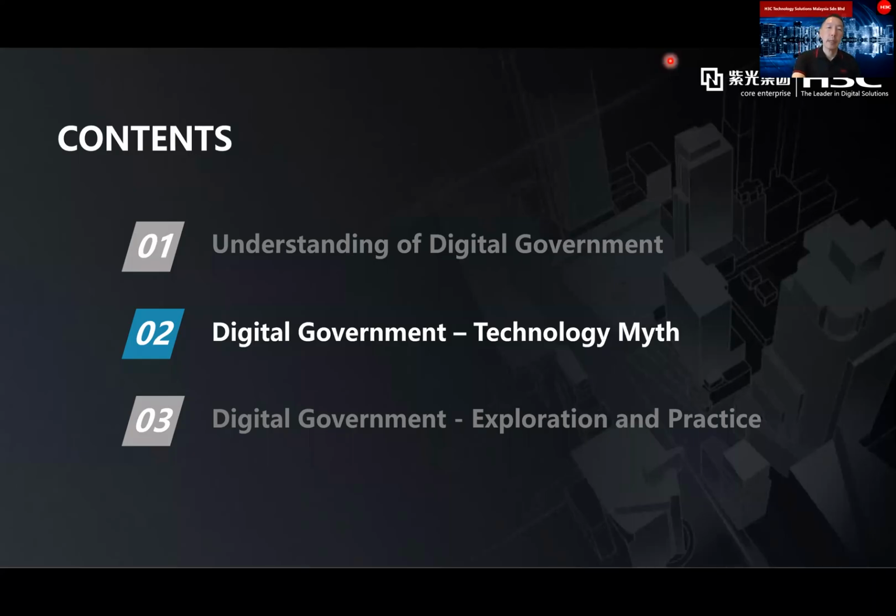Two weeks back, we talked about the digital government concept and shared my understanding of digital governments. This week, I'm going to talk about the technology myth behind digital governments. Normally, when we touch this topic, we are not going to talk too much about the technology itself, but we should focus on the capability of the government team that can deploy the digital transformation process. Let me share here now.